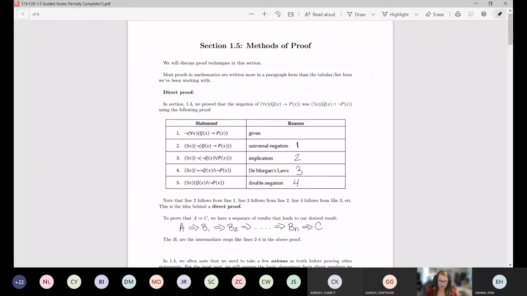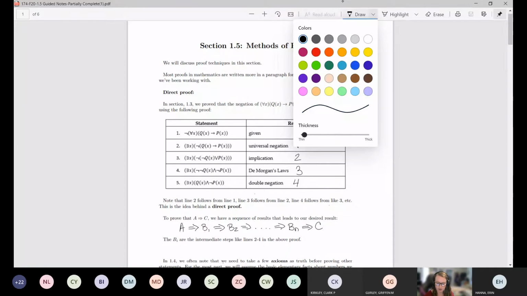So last time we started 1.5, and this is the last section of chapter 1. We're going to go through the last 2 examples, and then we're going to move on to section 2.2. We're going to skip 2.1 and come back to it later. So we were talking about all these different methods of proof.